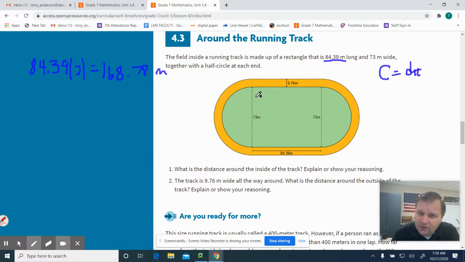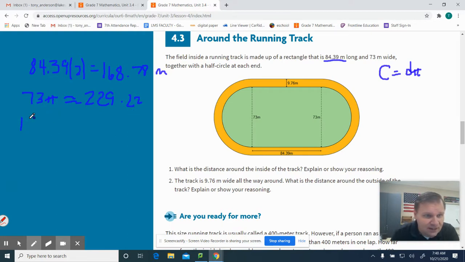So I want to know what that diameter is, and it's all the way across, 73 meters. So when I do that one, I have 73 times pi, and that's going to be approximately 229.22. Now, since I have two half circles, I can put those two half circles together to make one circle, so I don't have to divide this in half.